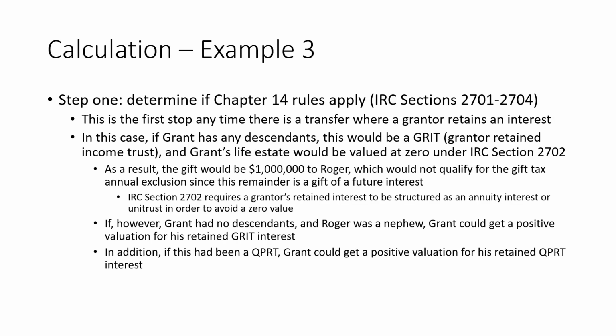Now, anytime you have a grantor retaining an interest in a trust, then step one in calculating the gift tax consequences will be to determine if the Chapter 14 rules apply. Those are code sections 2701 to 2704. What those do is they require economic certainty to be applied to a grantor's retained interest in order to assign it a positive value. And if you fail, you get a zero value.